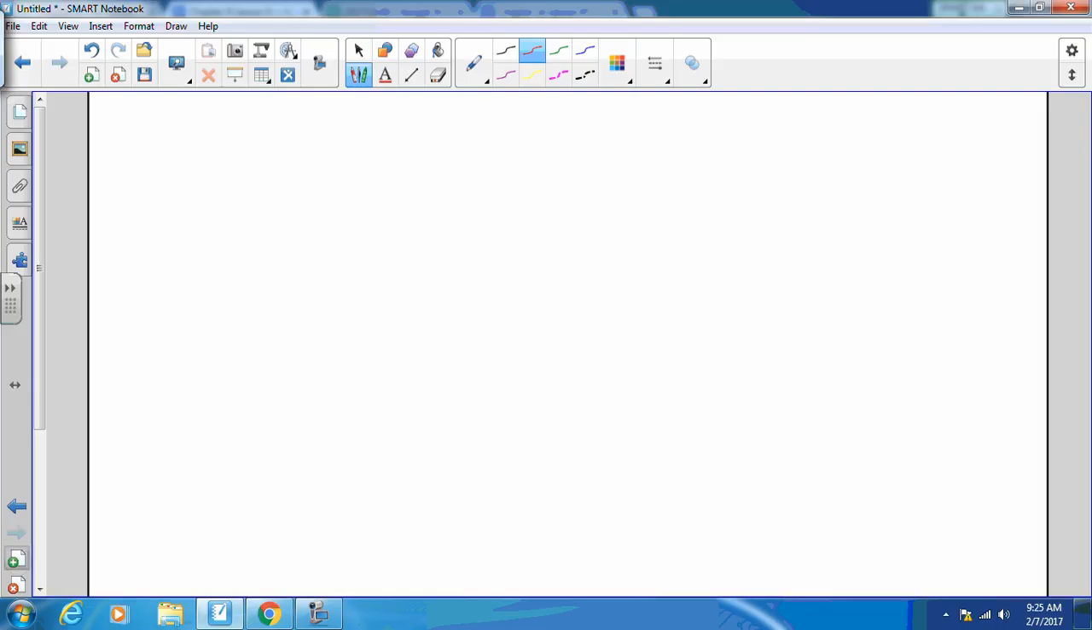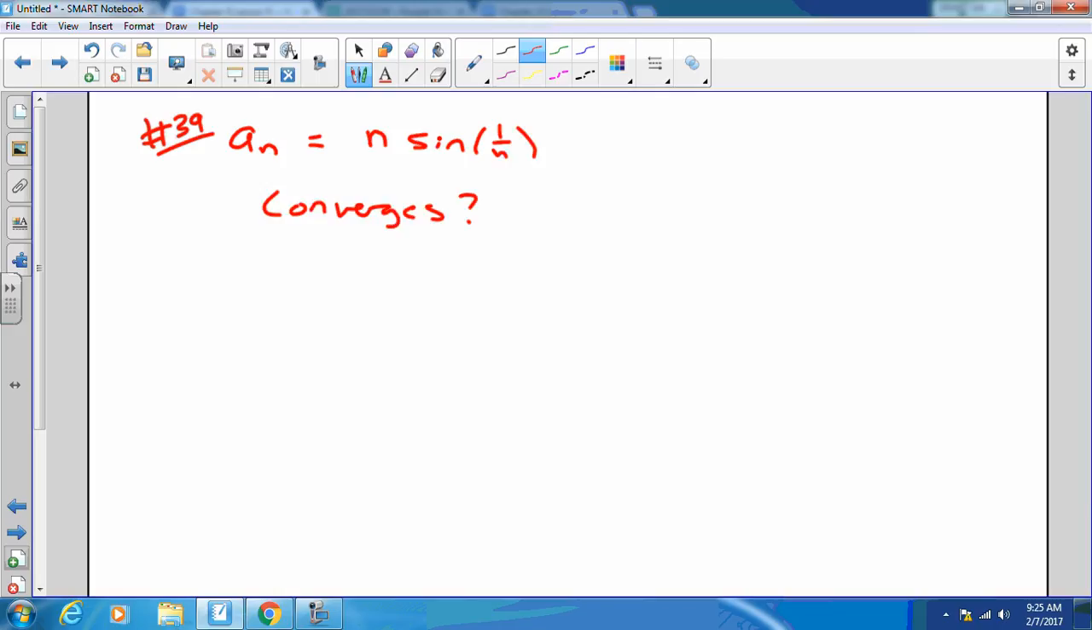So with number 39, which is a sub n equals n sine of 1 over n, I just want to take this as a limit problem, because it looks like the form infinity times 0. Give me the general idea for dealing with that form. Or 0 over 0, exactly.